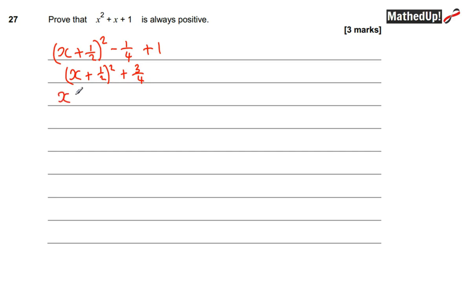So I know that x plus a half squared has to be greater than or equal to 0. It always has to be positive. I can also see that that 3/4, well, that's definitely greater than 0. So I've got something that's greater than or equal to 0 and something that's greater than 0, and I add those together, I'm going to get something that's positive. So I could say always positive.